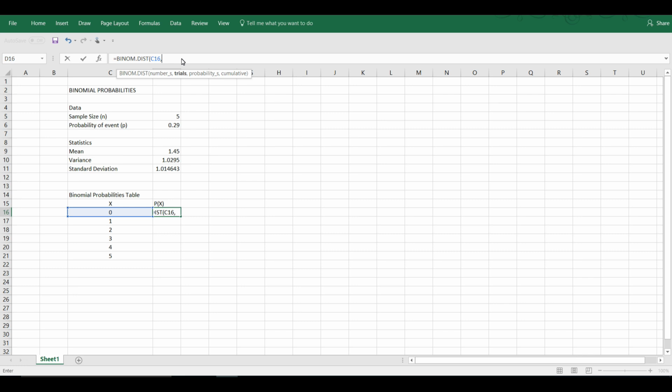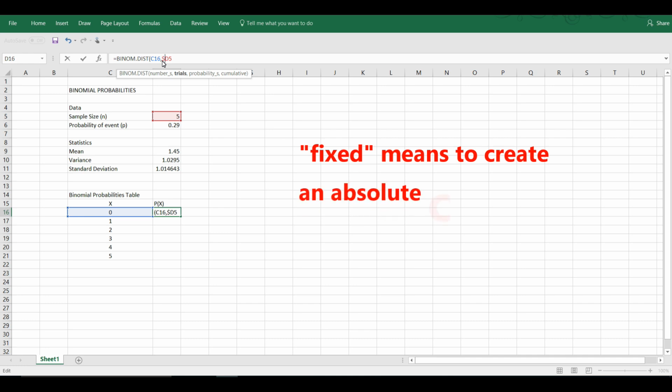And then comma, the sample size, I can type in 5, or I can click on 5, but I want to fix it because I don't want it to then go to D6, D7, D8. I want it to be D5 always. Okay, so I'm going to fix this D5, but I want it to be $D and $5, so that it is fixed at D5 and not a relative cell reference. And the same thing for the probability of the event, which is 0.29, but I also want that to be a fixed cell reference.